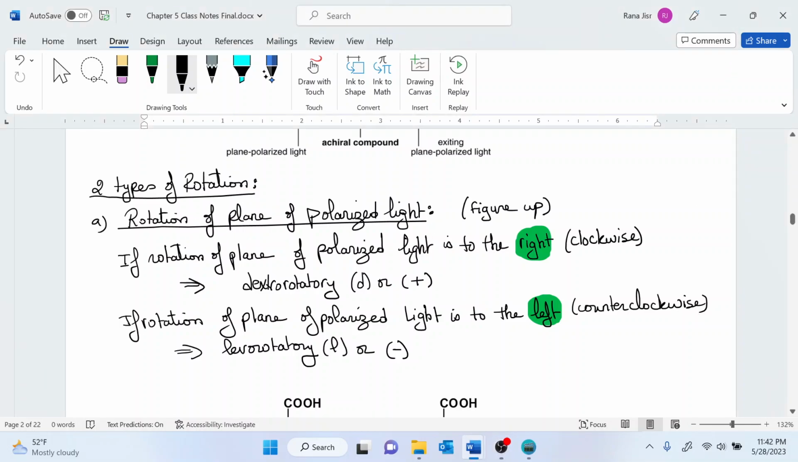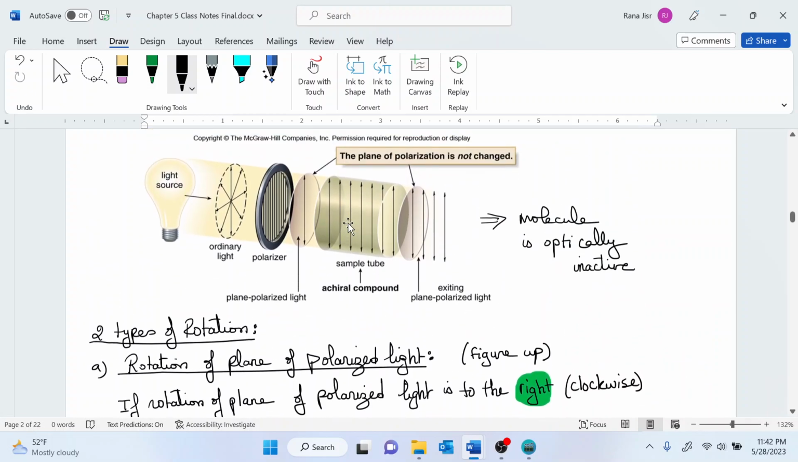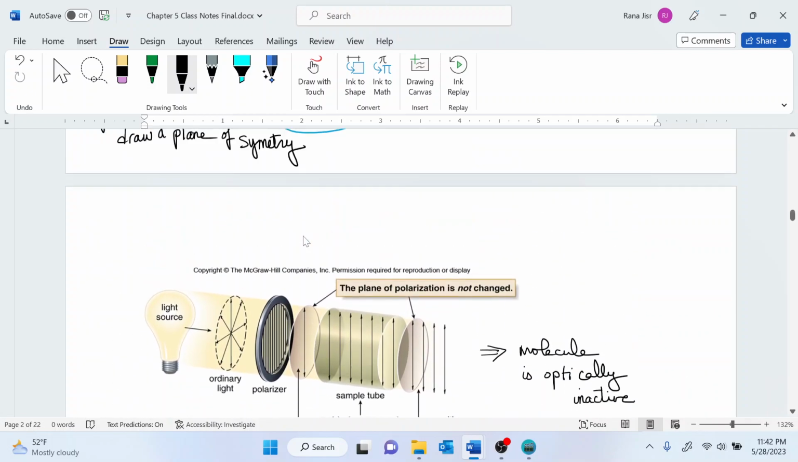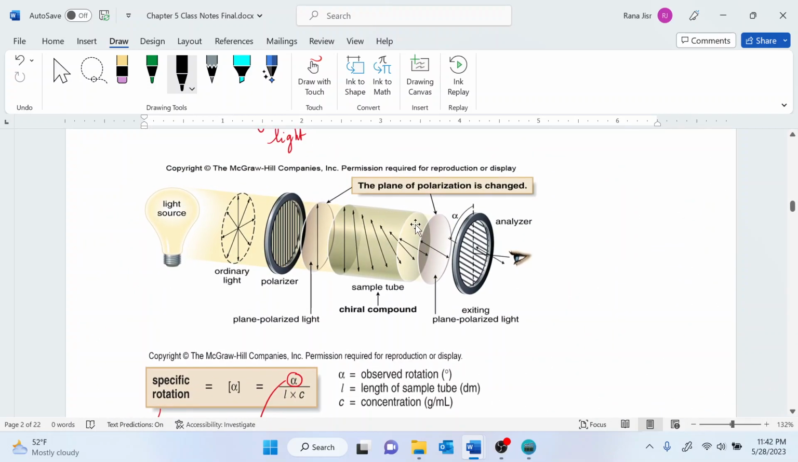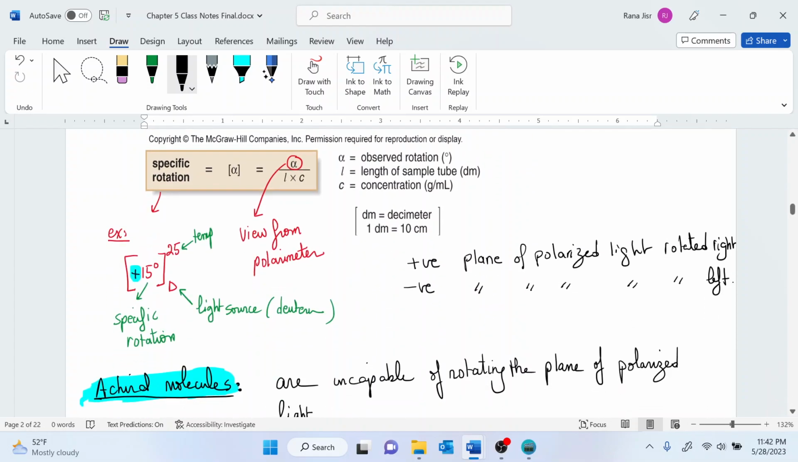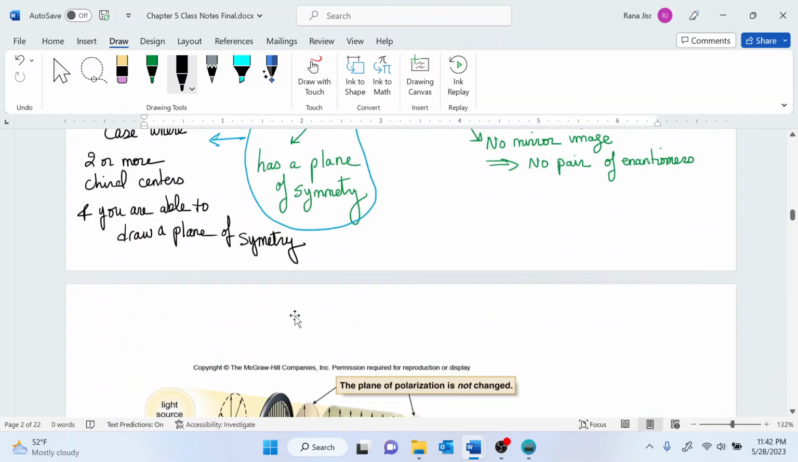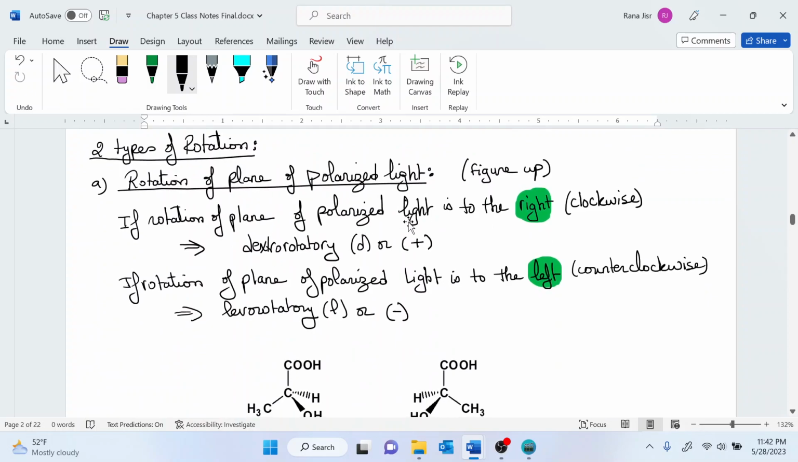So there are two types of rotations of the plane of polarized light. The plane of polarized light can either be rotated for a chiral molecule either to the right or to the left. And we represent those whenever we are writing down the specific rotation by the sign. So the rotation of the plane of polarized light to the right or clockwise is expressed by either a positive sign or a small d. D means dextrorotatory, and this means that the plane of polarized light is rotated to the right.